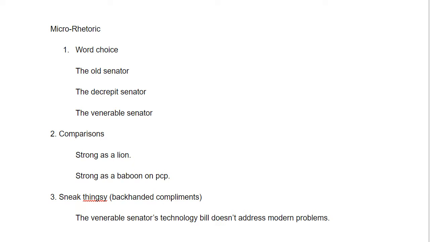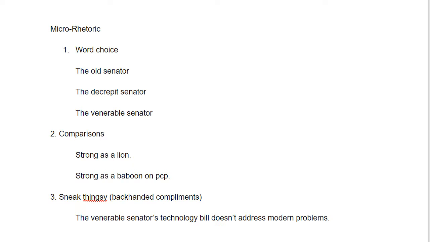Micro-rhetoric has a few different parts. The first thing we're going to look at is word choice. Why pick one word versus another word? How can we use a specific word choice to influence the way that people perceive something?